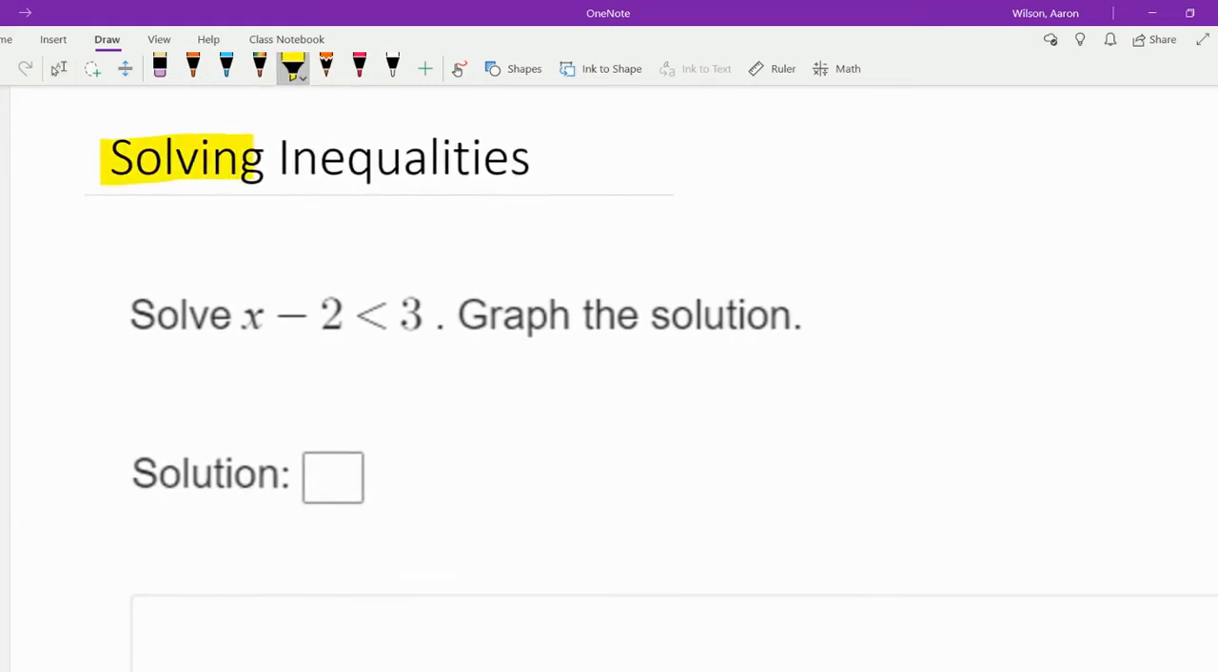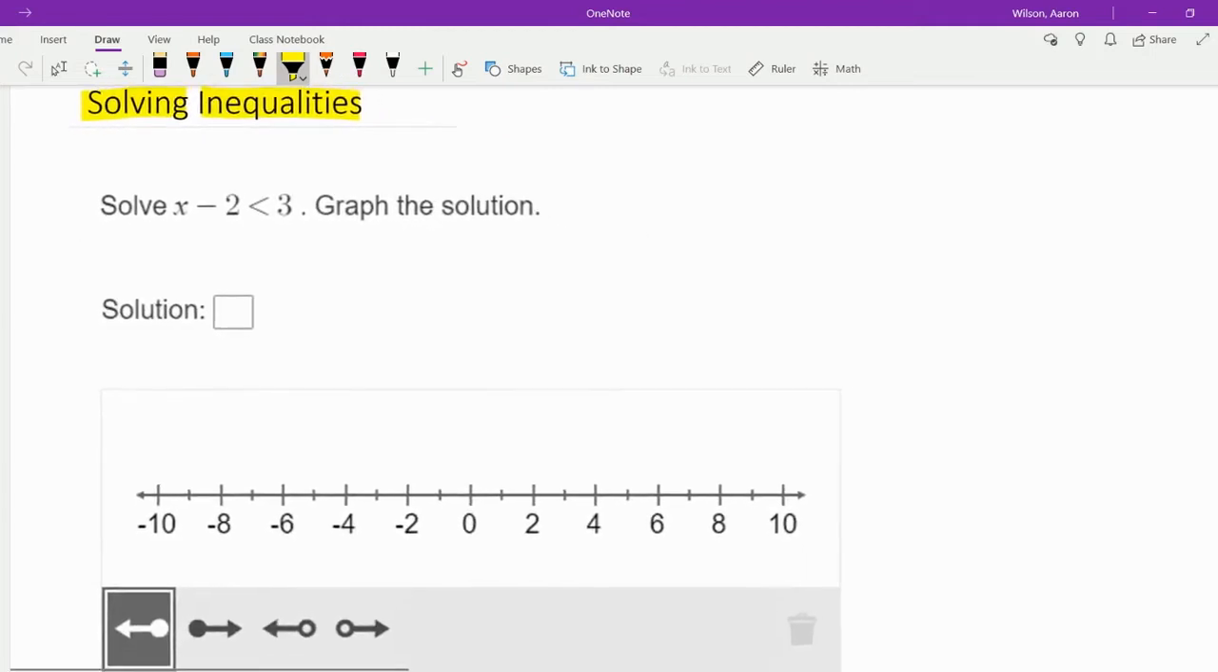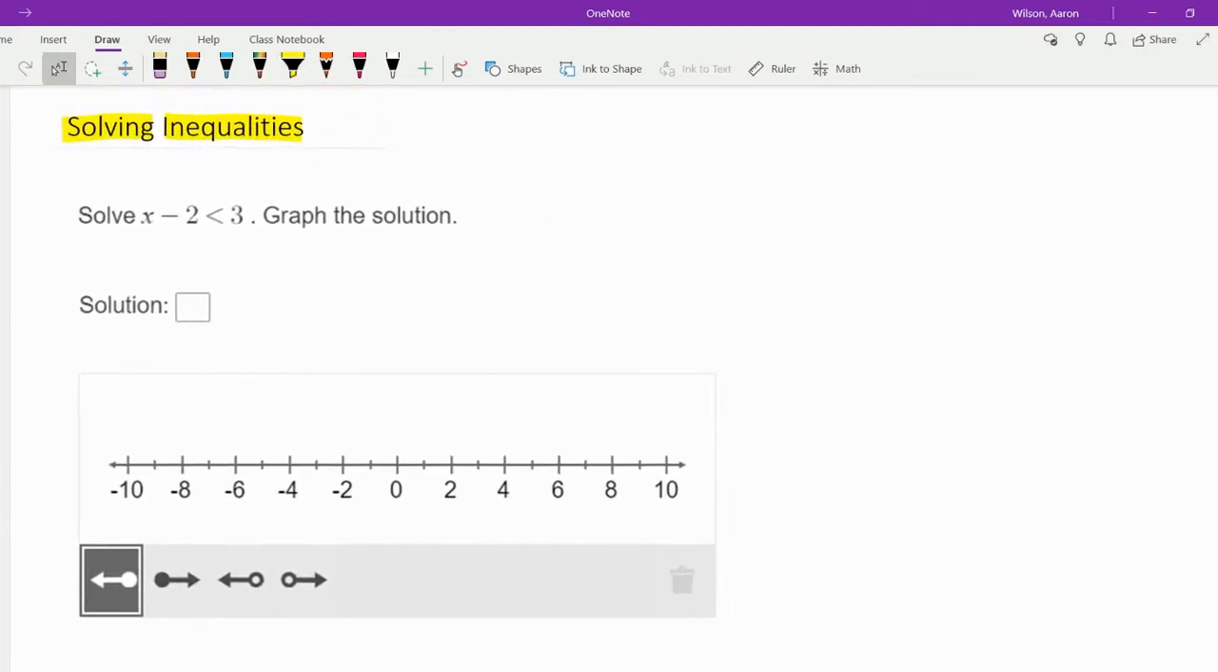Today we're going to be learning how to solve inequalities. And just to put everyone's mind at ease, you solve inequalities the exact same way you solve equations. So we are given x minus 2 is less than 3.